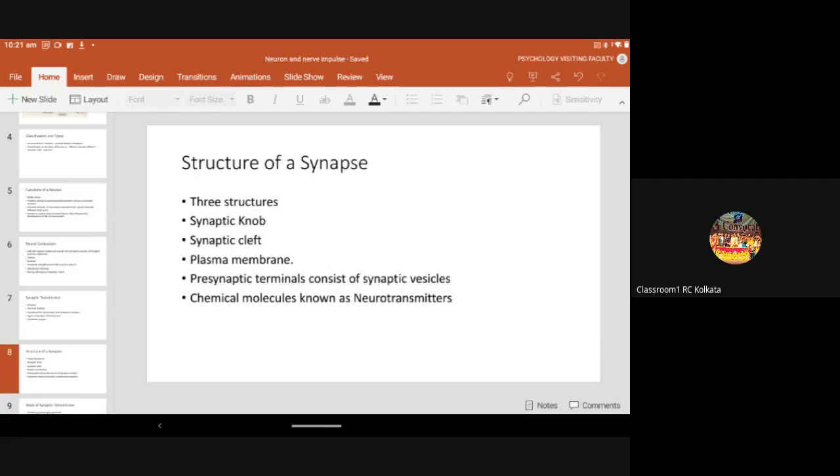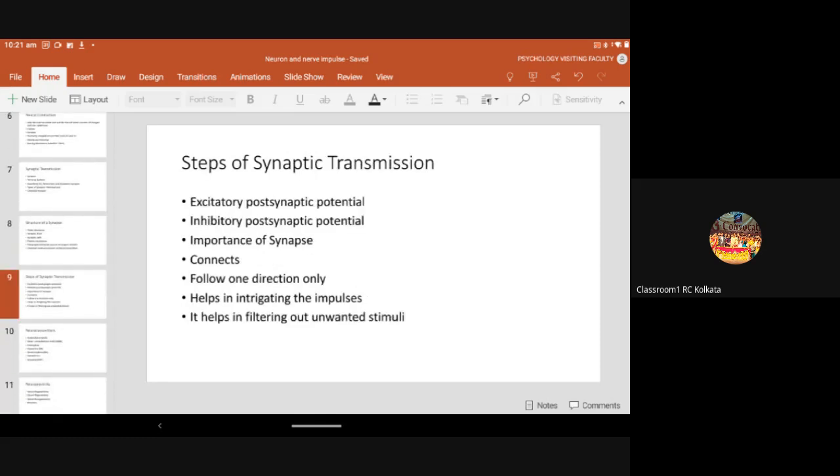See here is the structure of synapse, that is the three structures mainly: the synaptic knob, the synaptic cleft, and the plasma membrane, and the presynaptic terminals. It consists of some synaptic vesicles and the chemical molecules known as the neurotransmitters. So this is all about the previous class that I taught you. I'm just recollecting that this portion is already covered.